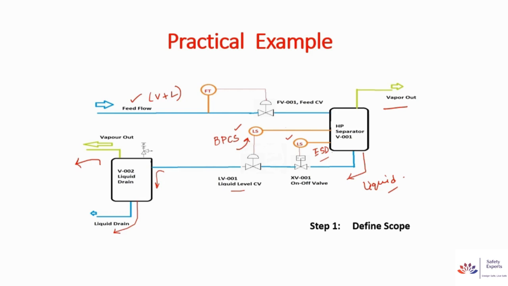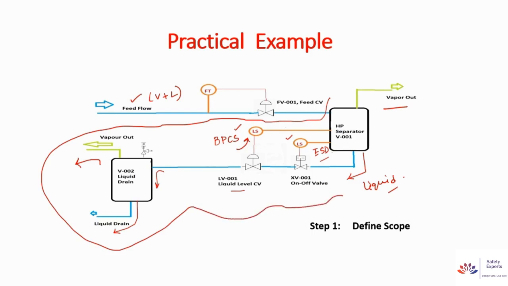Okay. So now we are into the first step of the HAZOP study. So we should define the scope. Our scope is to do the HAZOP study of the HP separator drain line. So what will be our node in this case? This will be our node. We'll be discussing this section. Okay. So define scope is complete.